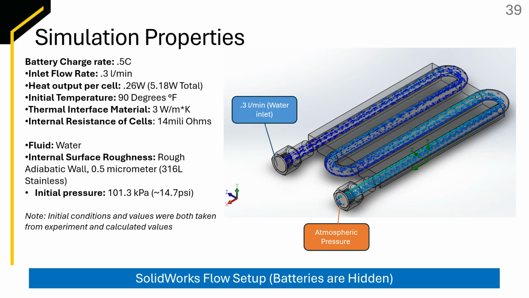of heat output. The initial temperature was set at 90 degrees, and our thermal interface material between our cells and the actual cold plate had a thermal conductivity of 3 watts per meter Kelvin. The internal resistance of the cells were 14 milliohms. The fluid was water, internal surface roughness at 0.5, and we had an adiabatic system. The initial pressure was also at standard operating pressure.